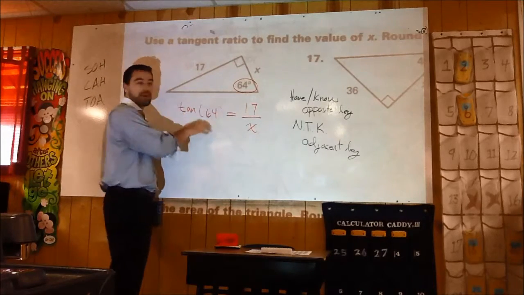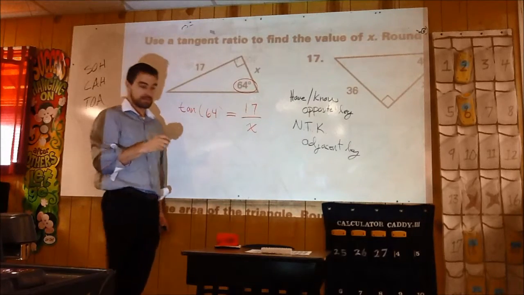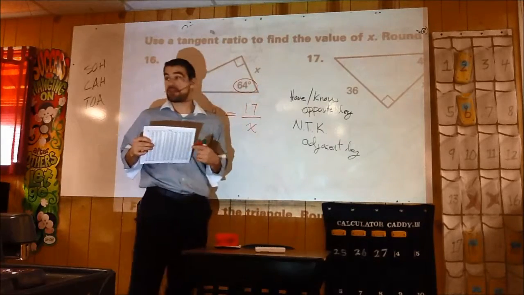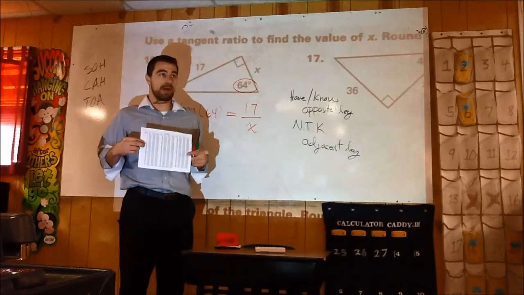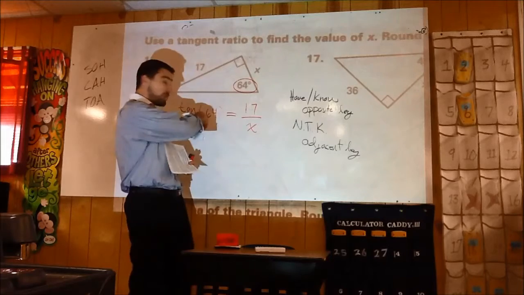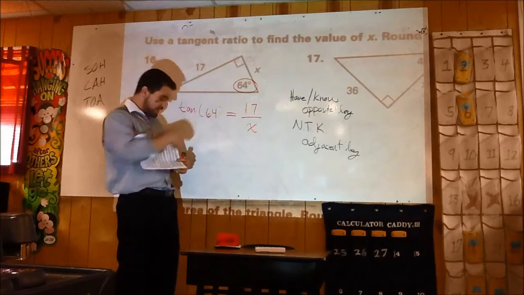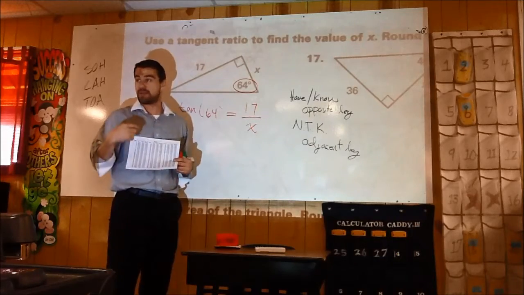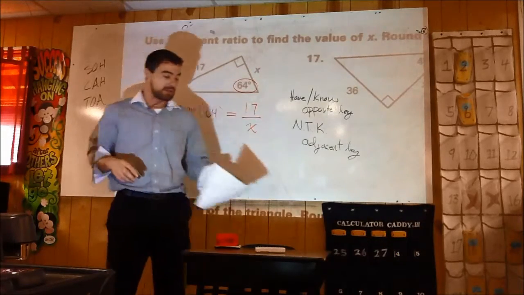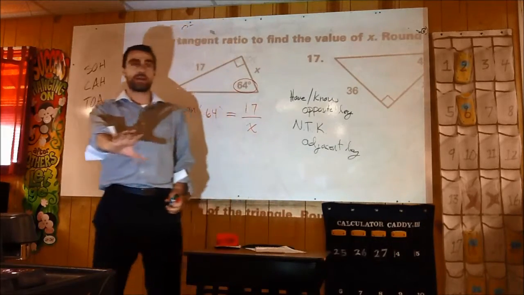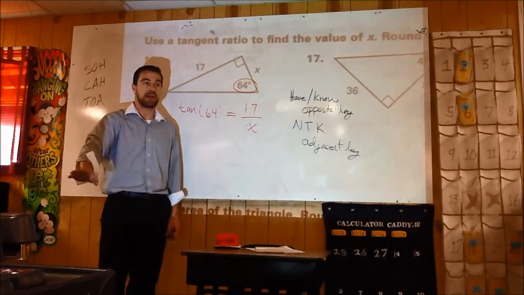Tangent of 64 is a constant. Remember, we don't have to use these anymore. I told you about these. Back in the day, you would have had to go find 64 on this chart and then look at whatever tangent is and then replace that value. But we don't have to do that anymore because our calculators do it. But we have not touched our calculators yet, and we are not going to touch our calculators yet.